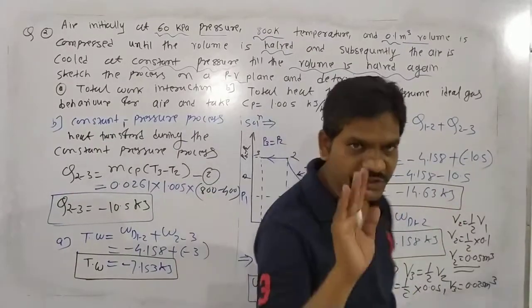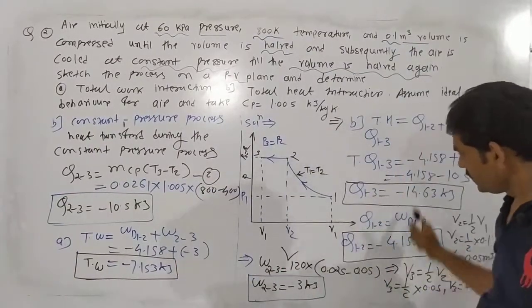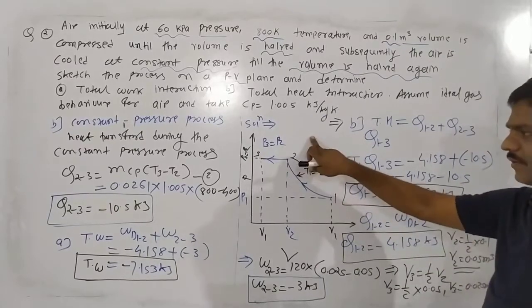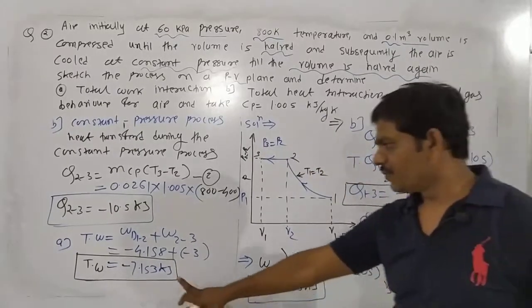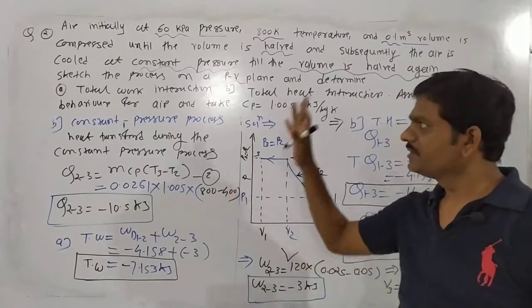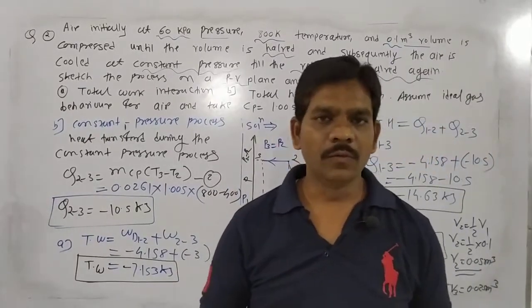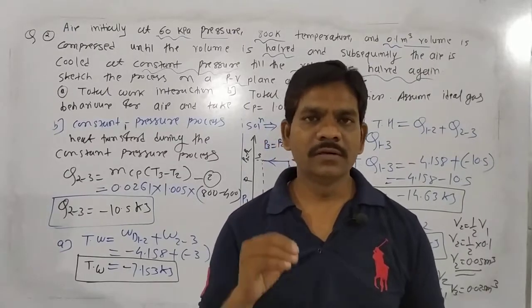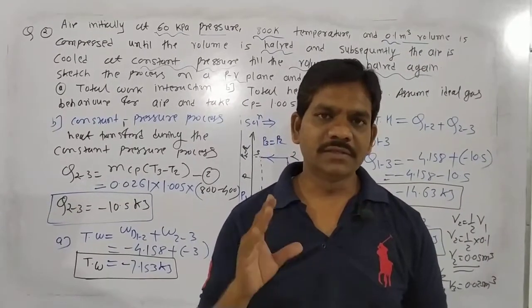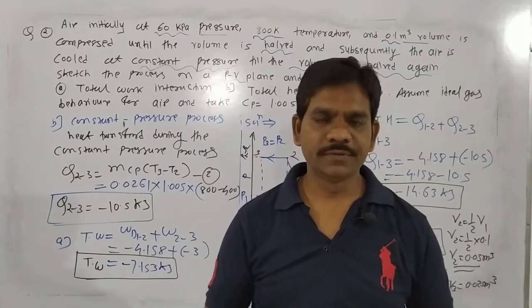Right? So this much heat is lost from the system into the surroundings, and this much work is done on the system. Okay guys, so I stop here. In the next lecture we will discuss numericals on the isentropic process.